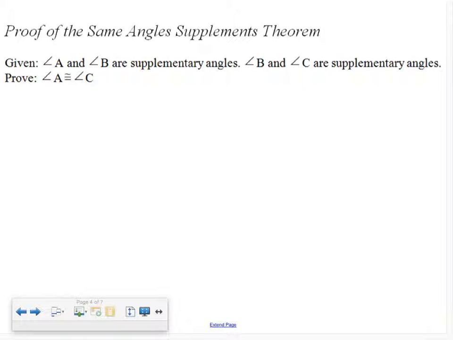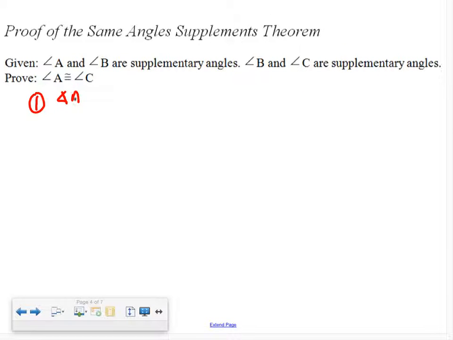Next proof. Proof of the same angle supplement theorem. This is relatively the same as the proof of the same angles complement theorem. Really what would only change would be that instead of 180 degrees, you change it to be 90. And instead of using definition of supplementary angles, you use definition of complementary angles. But again, I'm going to give the statements. You're going to want to pause, see if you can come up with the reasons yourself, and see whether or not you match with what I have.